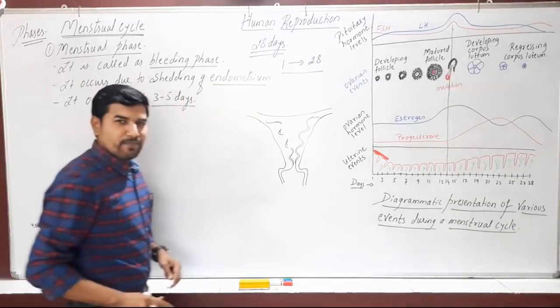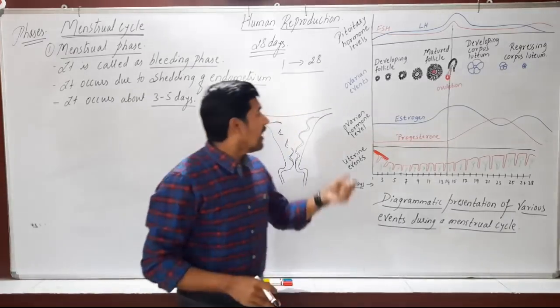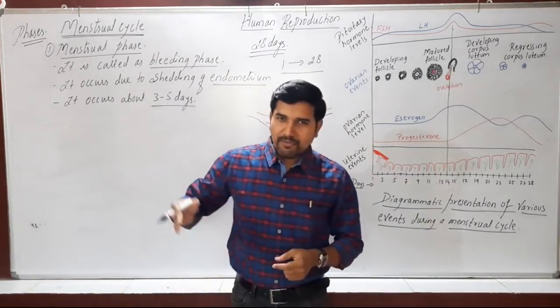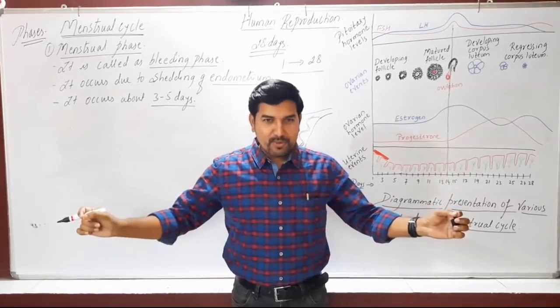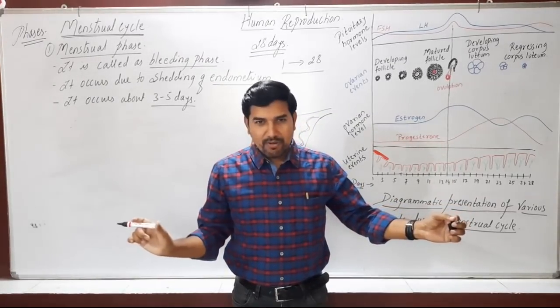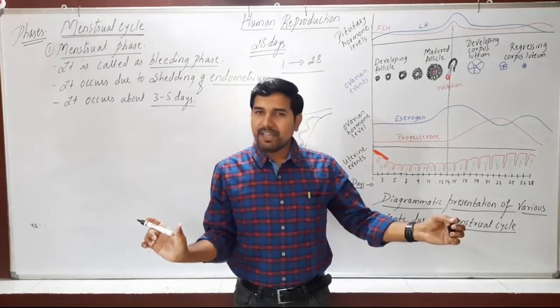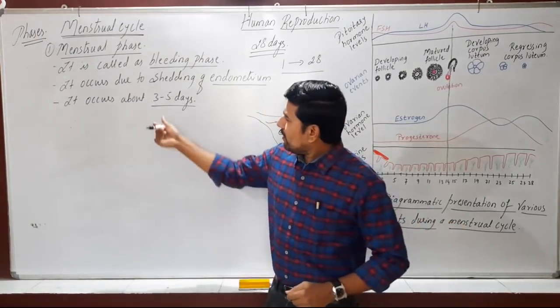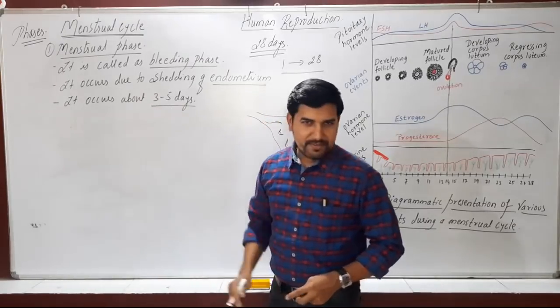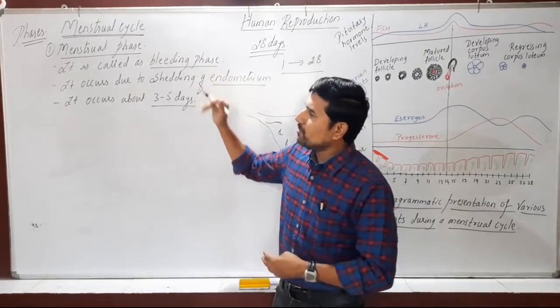First 3 days or first 5 days out of 28 days. Suppose you make day 1, 2, 3, 4, up to day 28. Out of these 28 days, the first 3 to 5 days are the bleeding phase, which we call the menstrual phase. So it occurs for up to 3 to 5 days. Okay, so this is regarding the menstrual phase.